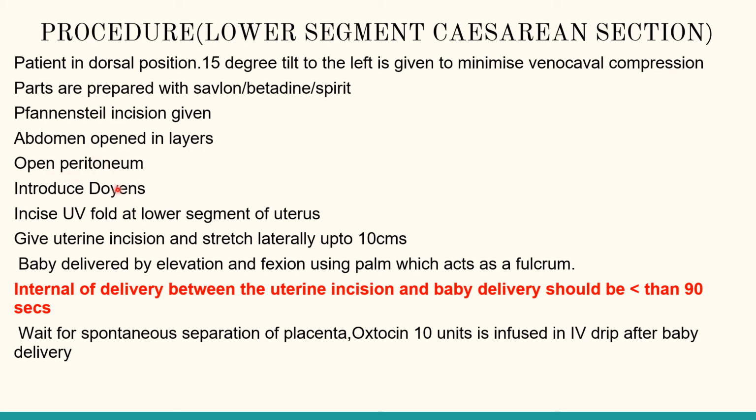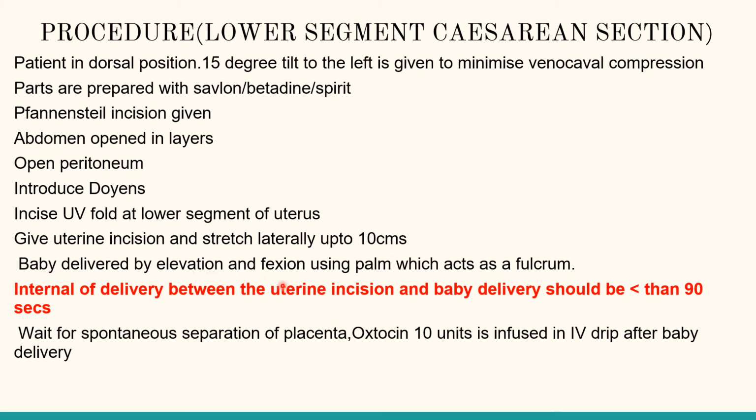Peritoneum is opened. Then the Doyen's retractor is introduced. The UV fold is incised. UV fold is identified as a loose fold of peritoneum over the lower segment of the uterus. The 1 to 2 centimeter uterine incision is given and it is stretched laterally up to 10 centimeters.